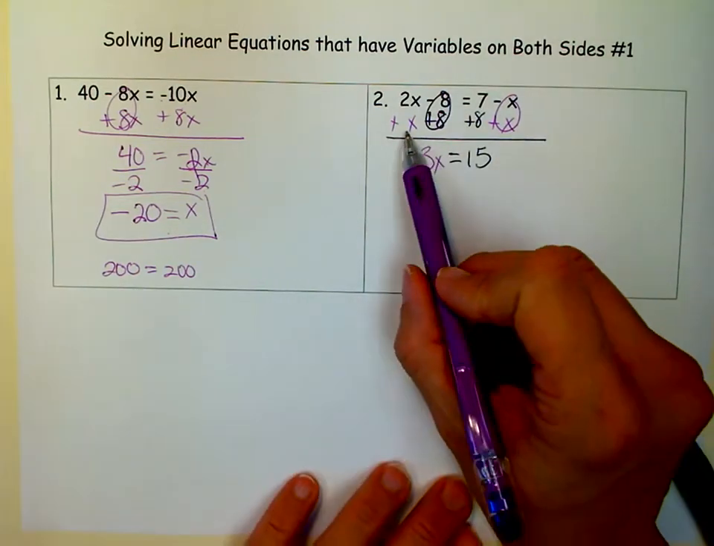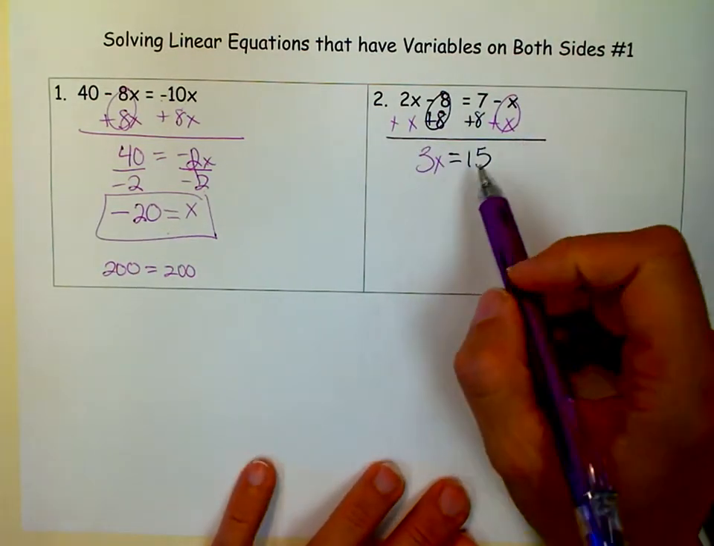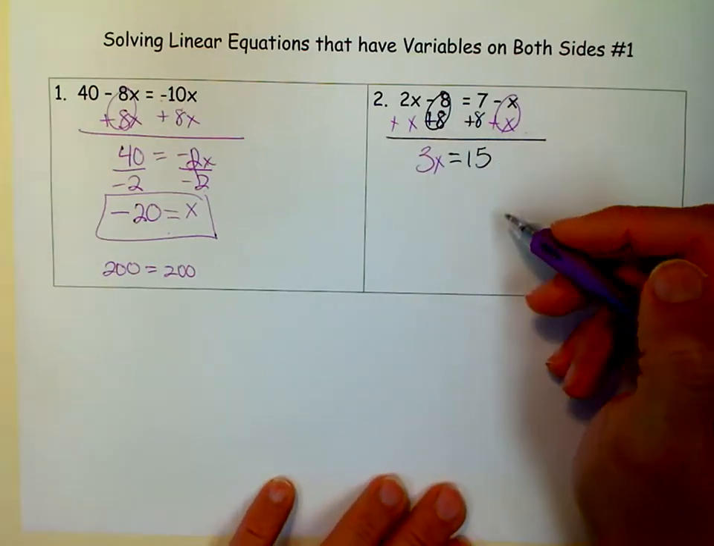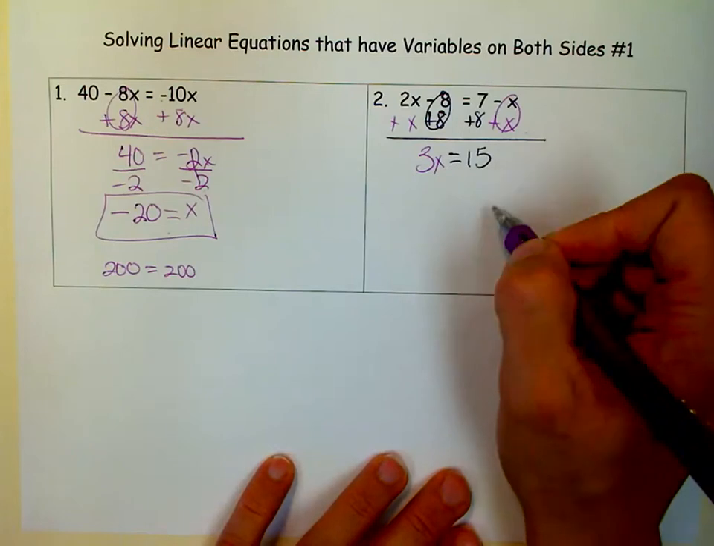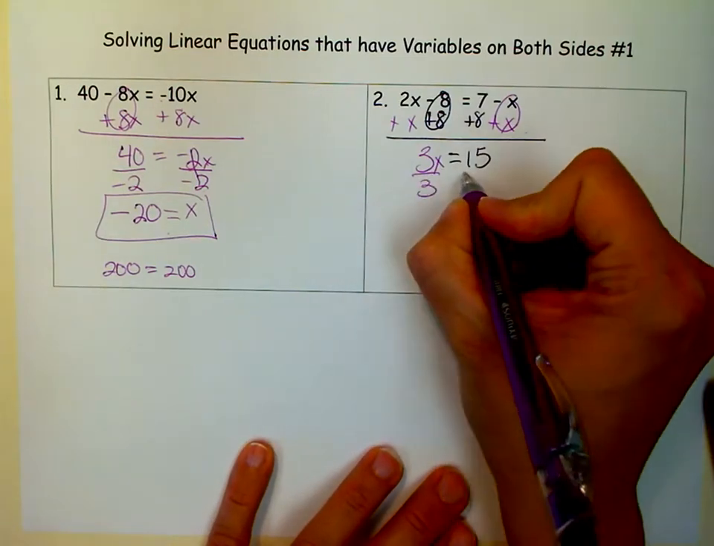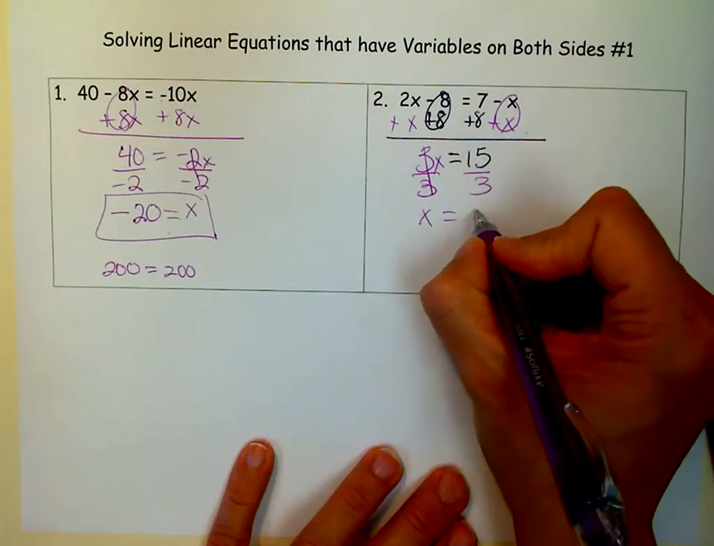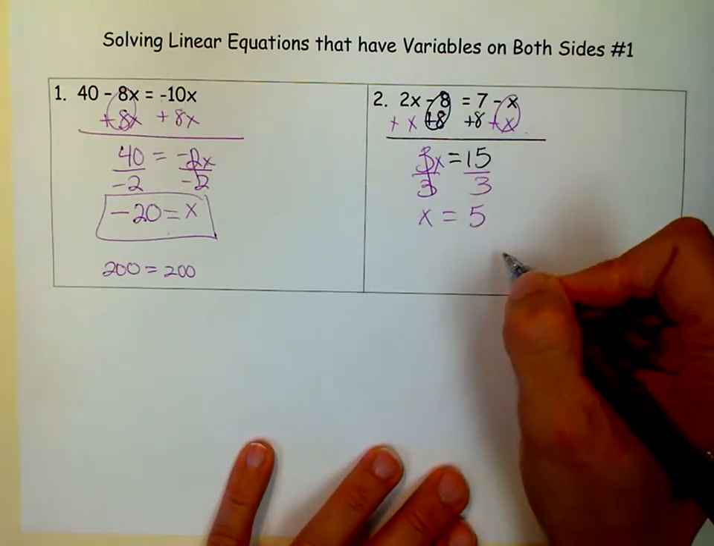So it's okay to do it that way. If you would prefer to do it step by step, then you can, you have an extra step in there. But I like to just move both of them at the same time. We're going to divide by 3 to get rid of our coefficient of 3 on the x. And that gets us x alone, and 15 divided by 3 is 5.